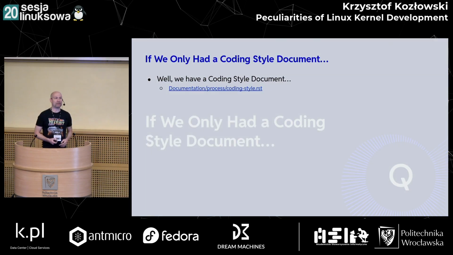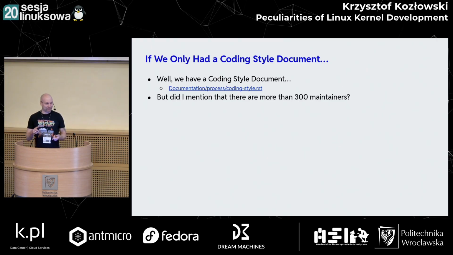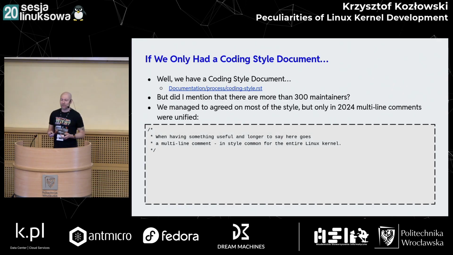So let me complain now about the coding style. We do have a coding style, and there's a link here if you want to read it. It's quite traditional, written more than 25 or 30 years ago. But we also have more than 300 maintainers, so obviously we didn't agree on everything. Only in 2024 was there a consensus on how to write a multi-line comment in the C code.